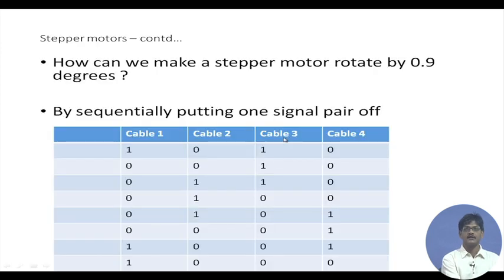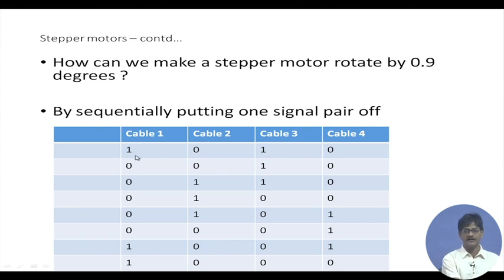The stepper motor can also be rotated by 0.9 degrees. How do we do that? We can do it by sequentially or alternately switching off one pair of signals. As we have discussed, cable 1 and cable 2 are complementary to each other, so they can well be represented by one signal.